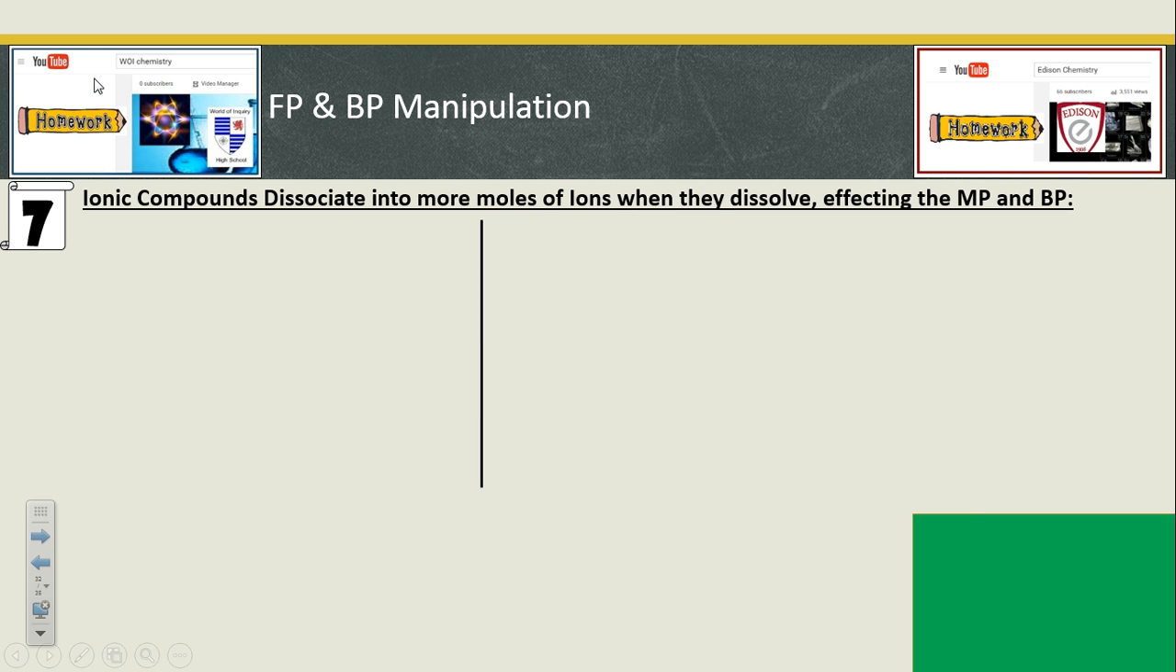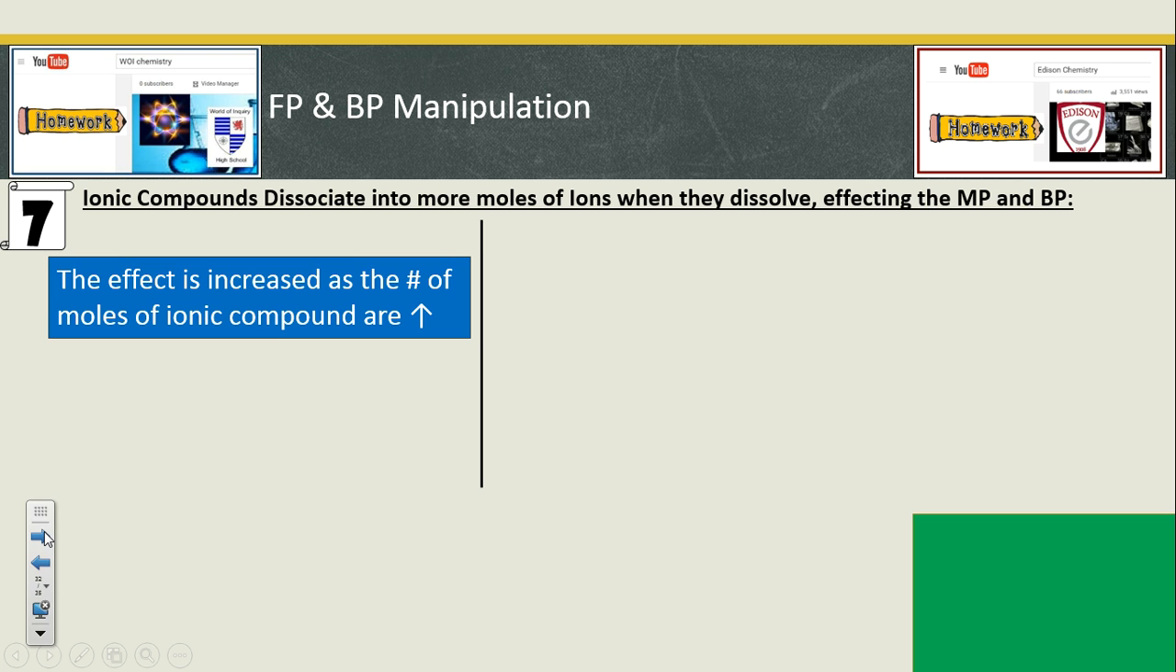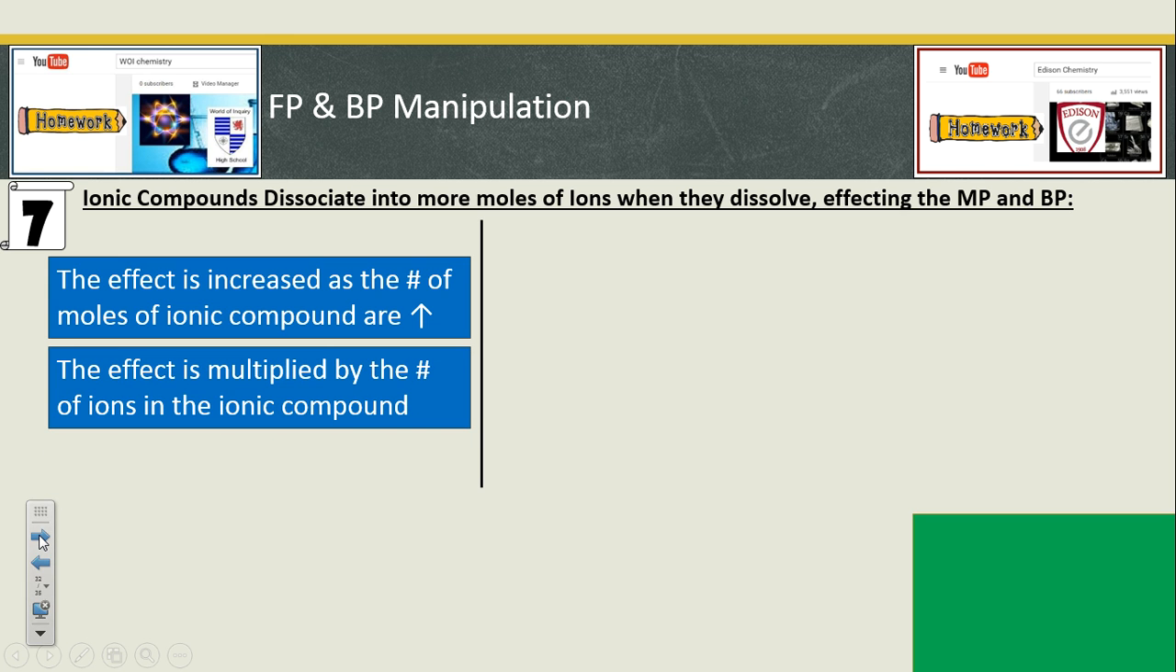Boom. There we go. Let's get our next click in there. So the effect is increased as the number of moles of compound are increased. So the higher the concentration, the greater the effect. The effect is multiplied by the number of ions in the ionic compound.